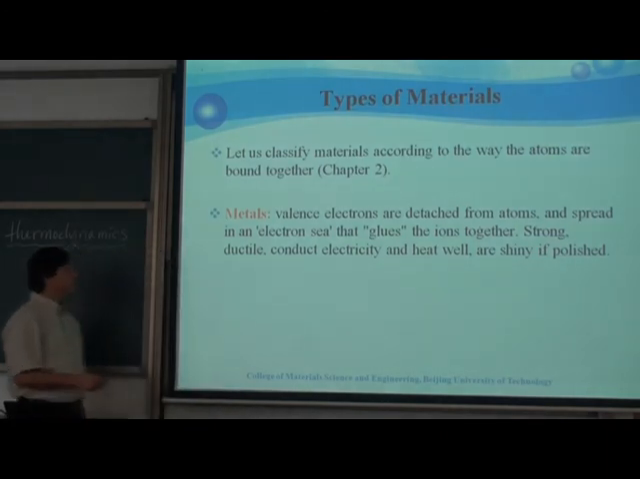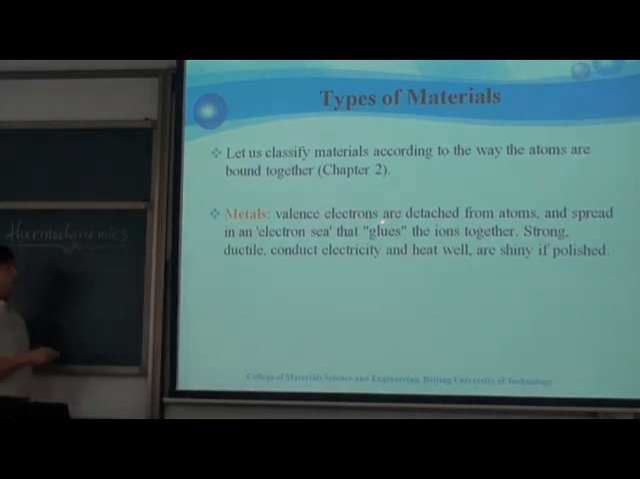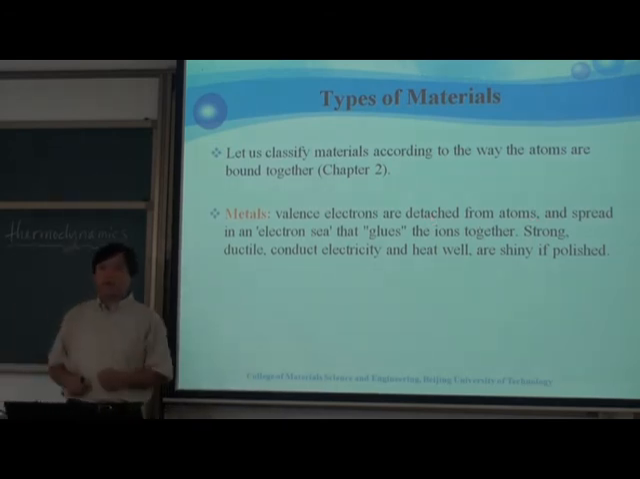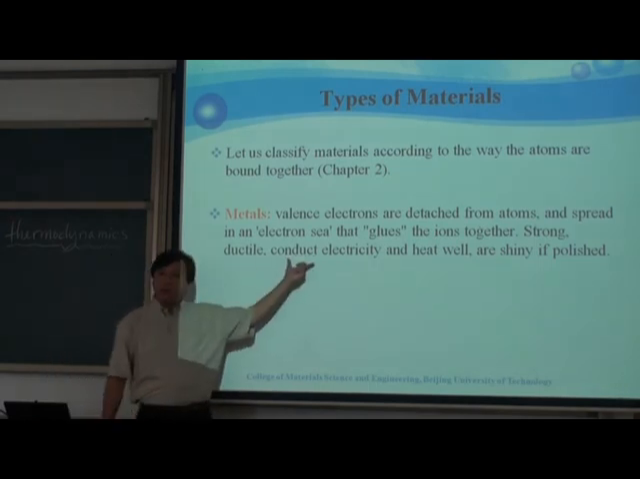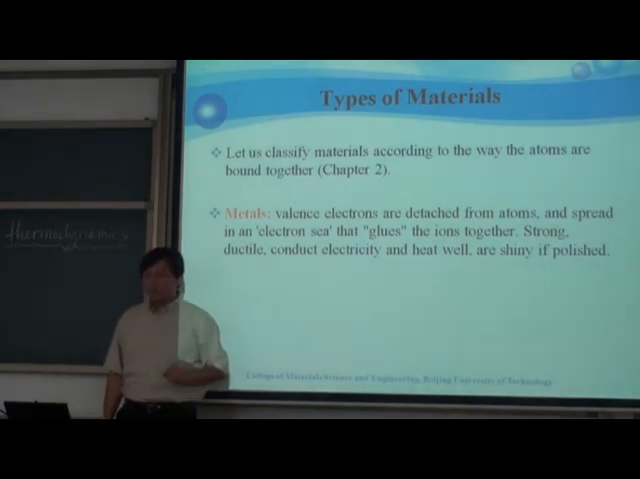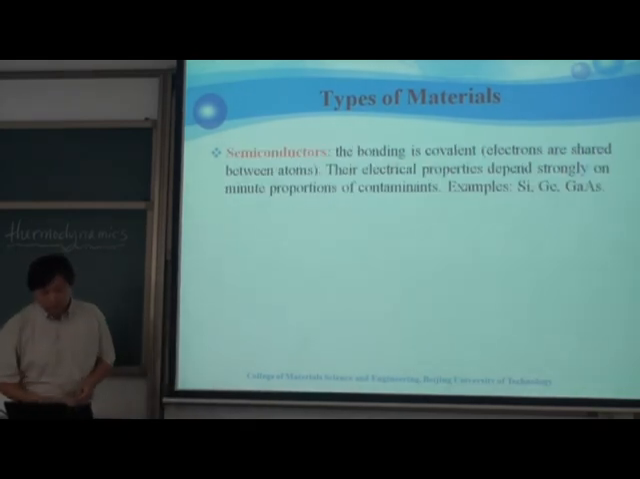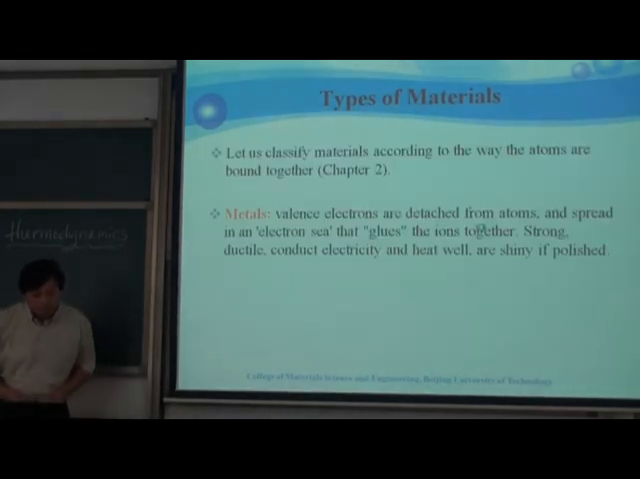In metals, the valence electrons are detached from atoms and spread in an electron sea that glues the ions together. So this is the electronic configuration in metals. That's all you have already learned in your introductory course. And also, this is metals.